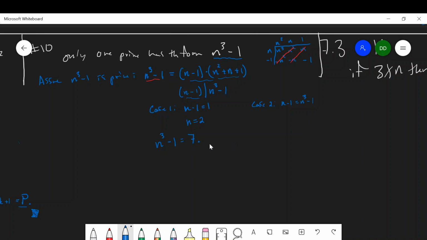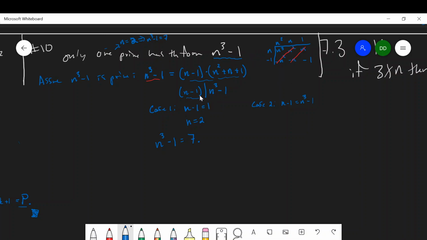So that works. 7 is prime. So the only prime right now that we found that works would be when n is 7. Only one prime? Well, that's n equals 7. Or sorry, n equals 2. Which implies that n cubed minus 1 is 7. So it looks like that's going to be the only prime that we can write this way.